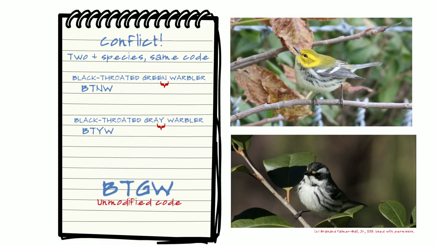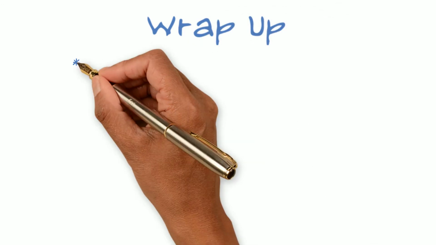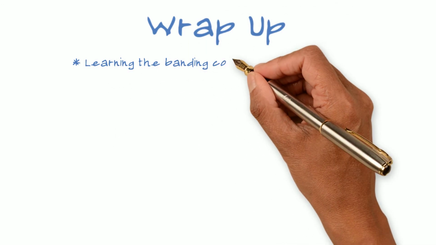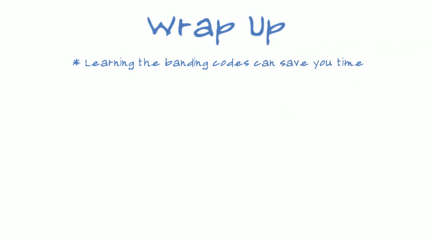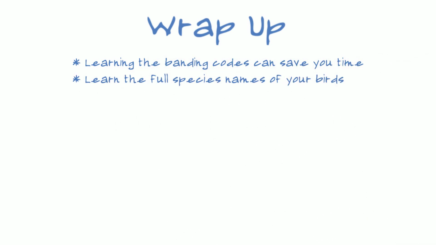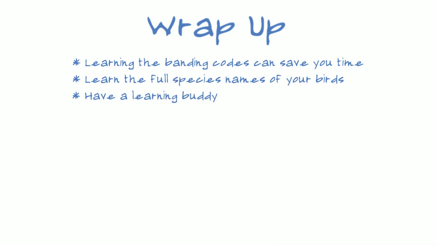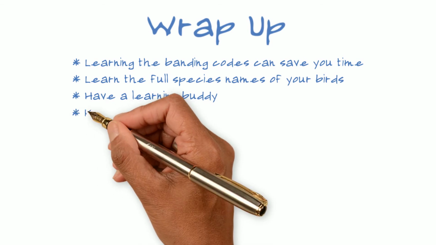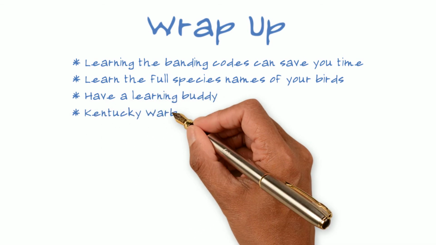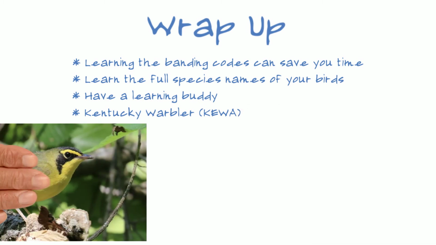Got that? To wrap up this presentation, I'll reiterate what I said at the top. Learning these banding codes can save time in listing the birds you see, whether you do it in eBird or with pencil and paper. Make sure you know the full species names of your birds. It is helpful to have a learning buddy with whom you can challenge and quiz each other. If writing a post on BirdKY or on social media, spell out the species name the first time, put the code in parentheses, then use the code after that if you prefer.